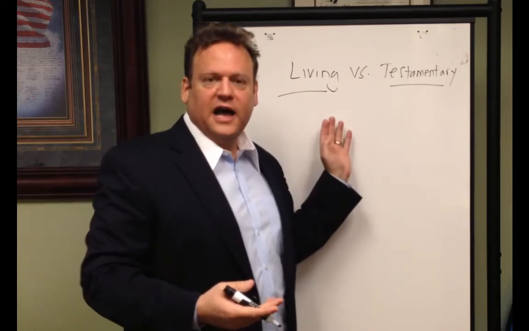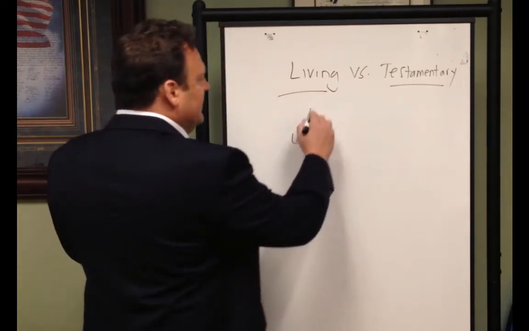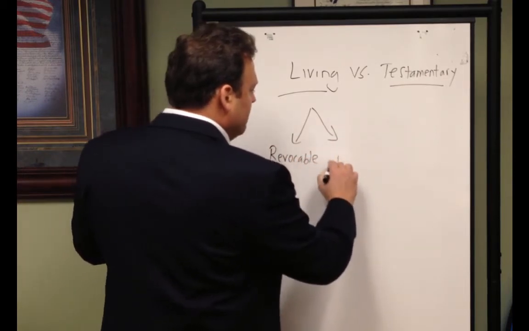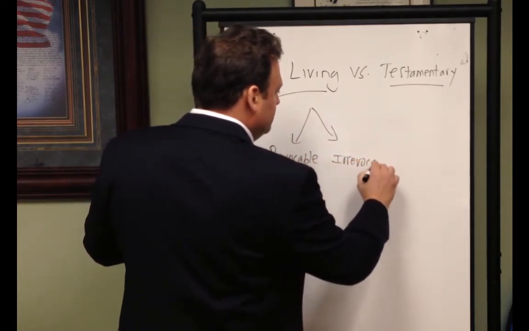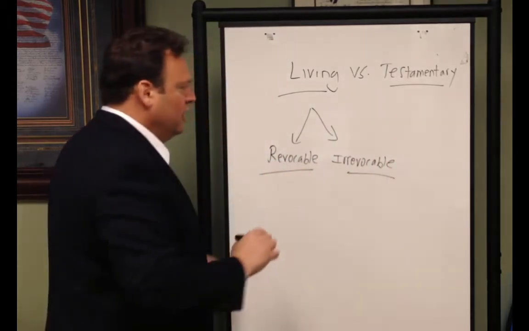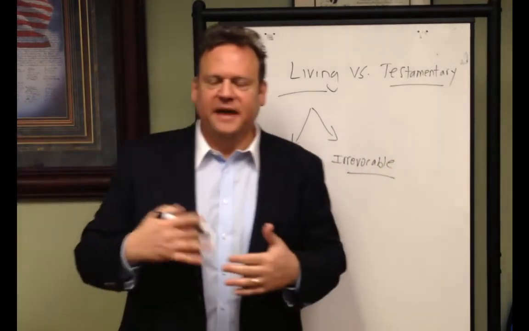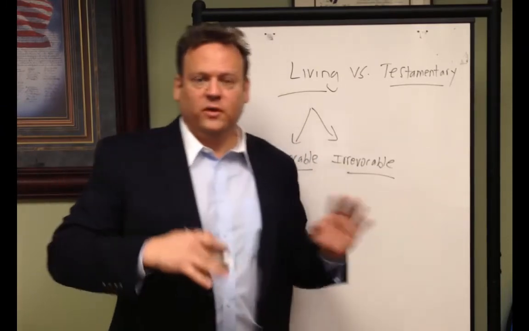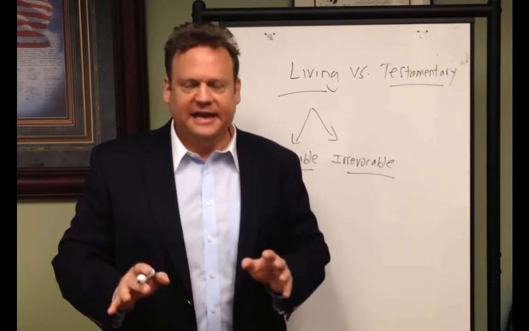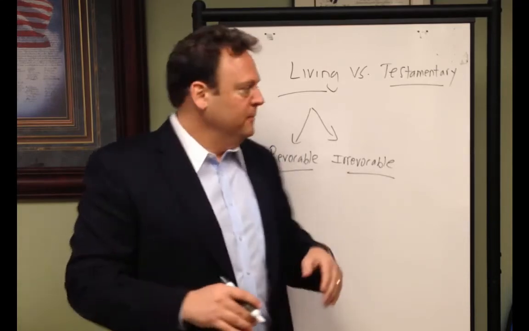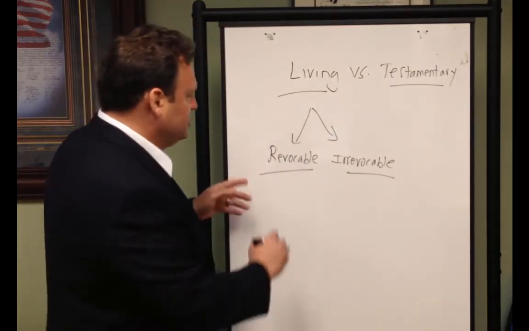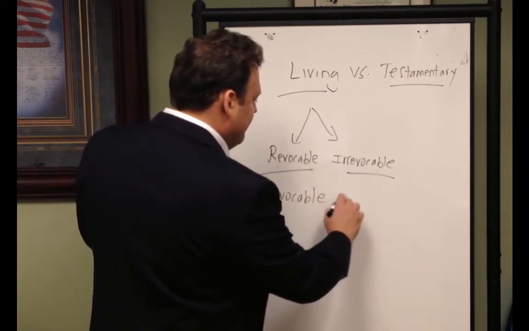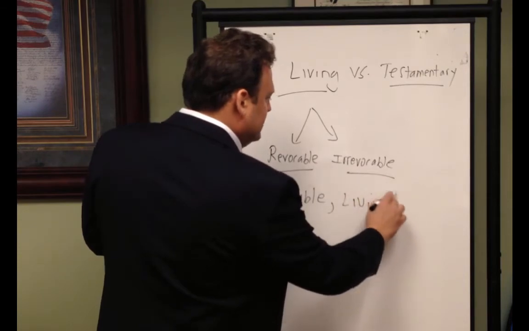So if you create it while you're alive, it's a living trust, and living trusts can be either revocable or irrevocable. So you can create a trust that you can take back, change, and modify, do anything you want it to. That's revocable, or it's irrevocable. Once you set it up, that's it. You can't change it, can't take it back, and so forth. A revocable living trust is a trust that's created while you're alive and is revocable.